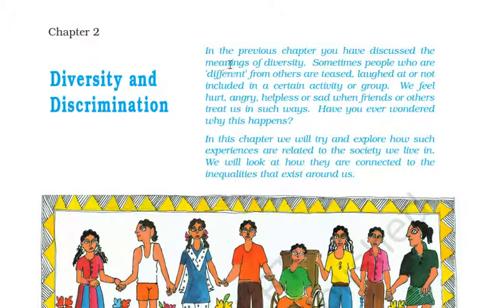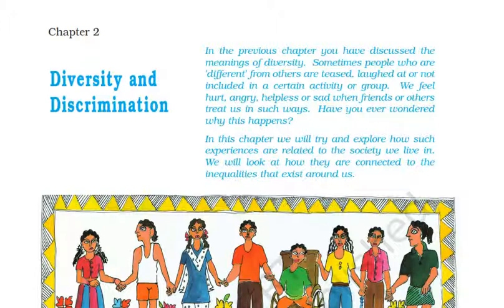Social and political sciences, Diversity and Discrimination. In the previous chapter you discussed the meaning of diversity. Sometimes people who are different from others are teased, laughed at or not included in a certain activity or group. We feel hurt, angry, helpless, or sad when friends or others treat us in such ways. Have you ever wondered why this happens?